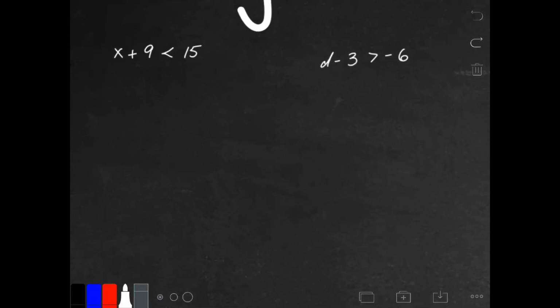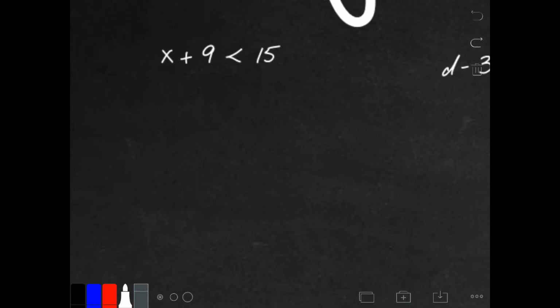We're going to look at our first one. x plus 9 is less than 15. So just like solving an equation, we need to use inverse order of operations, and we need to do the same operation to both sides to keep the inequality balanced. So the opposite of addition is subtraction. We're going to go ahead and subtract 9. We get x is less than 6.